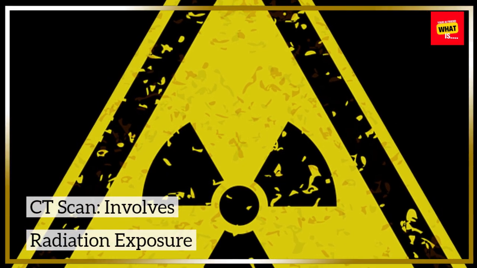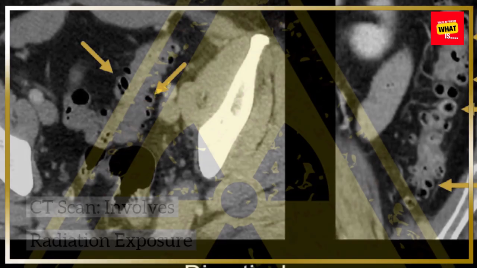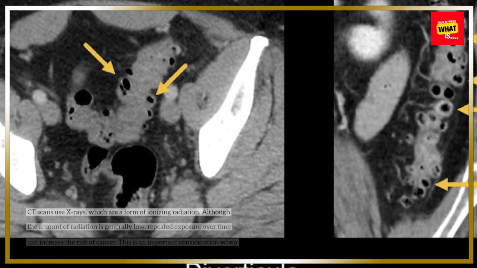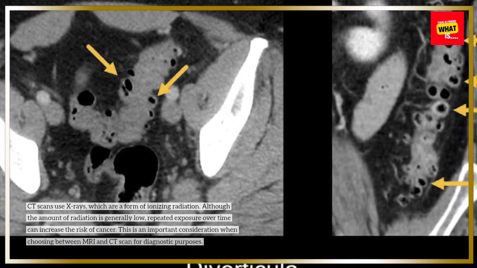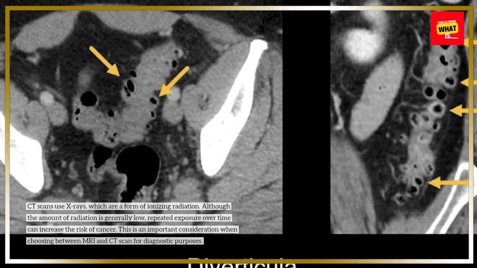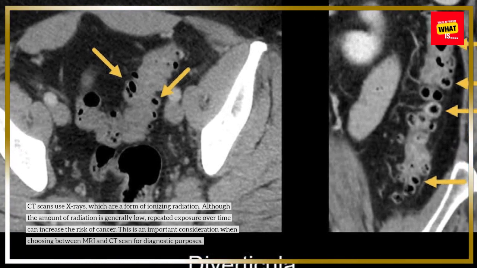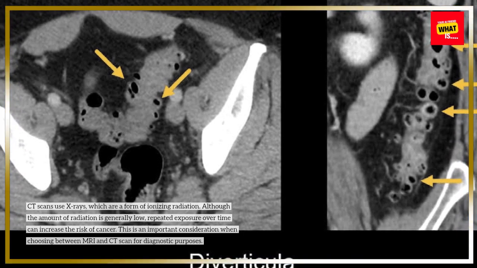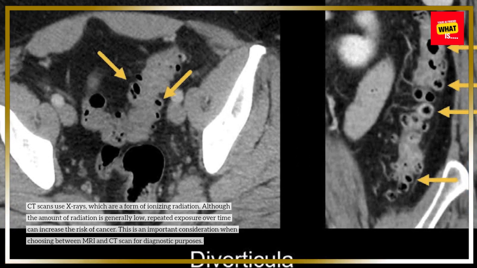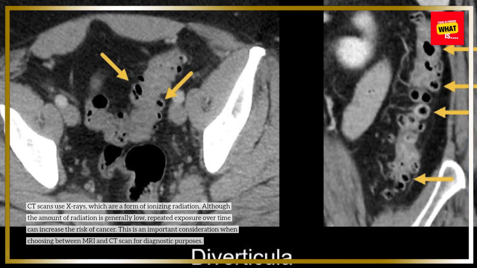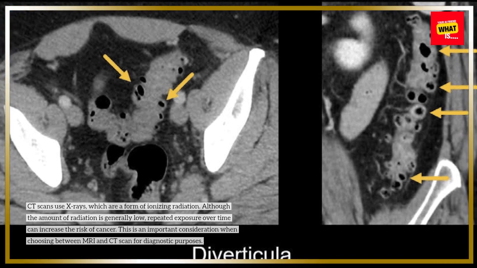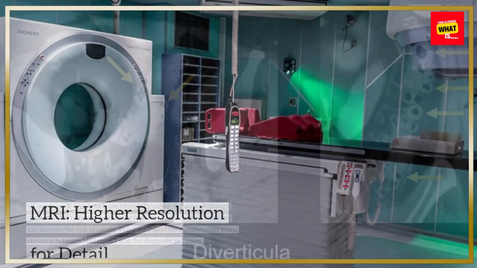CT scan involves radiation exposure. CT scans use X-rays, which are a form of ionizing radiation. Although the amount of radiation is generally low, repeated exposure over time can increase the risk of cancer. This is an important consideration when choosing between MRI and CT scan for diagnostic purposes.